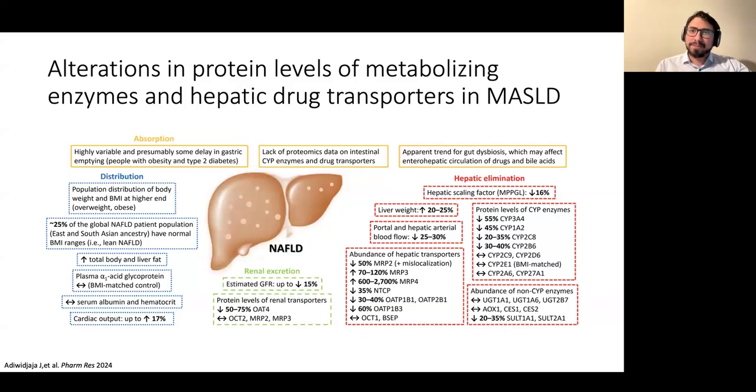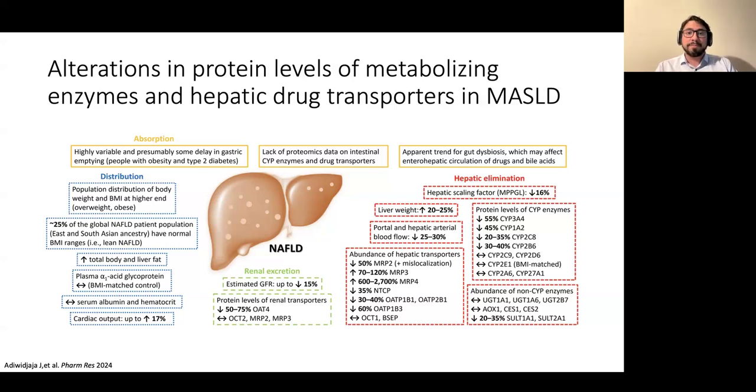And what happens with the metabolization, or the pharmacokinetics, in people with MASLD? Well, there are different mechanisms that can affect how medication works in your body, from the moment you take the pill until it is eliminated through the liver. And this is because people with MASLD could have some delay in gastric emptying, specifically people with many years of diabetes or people with obesity.